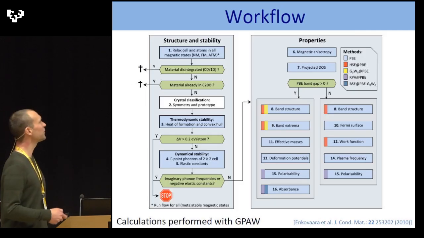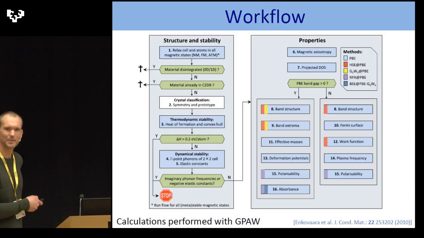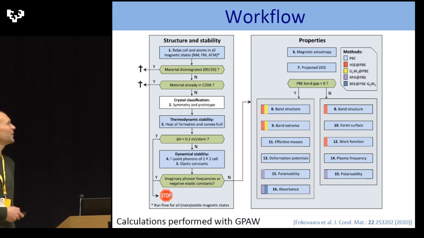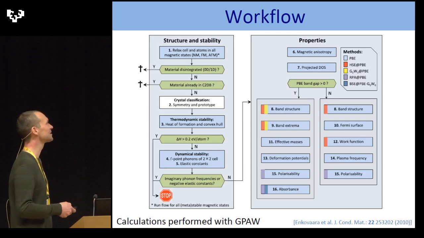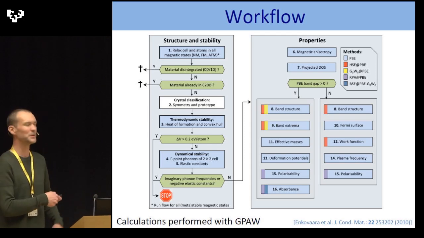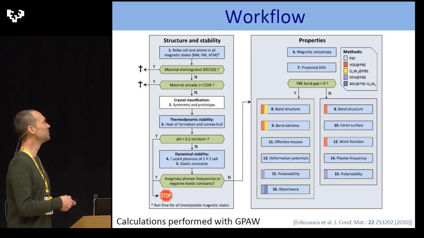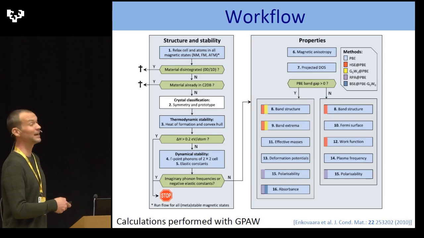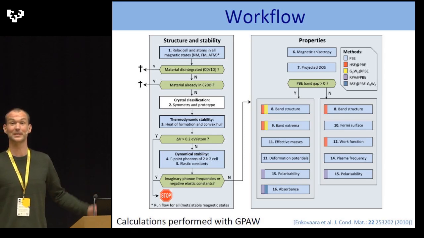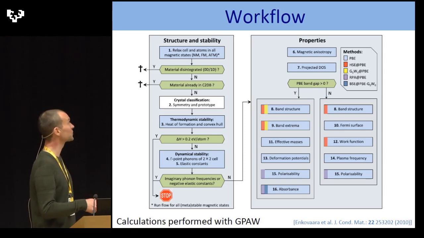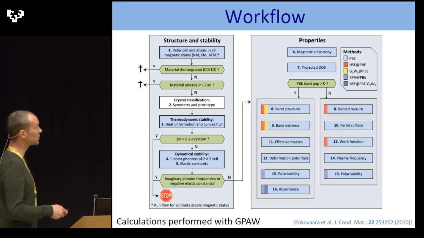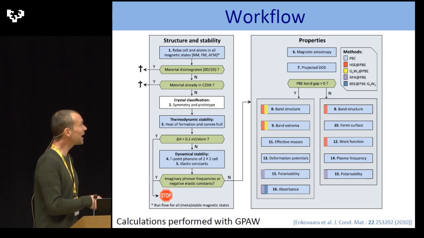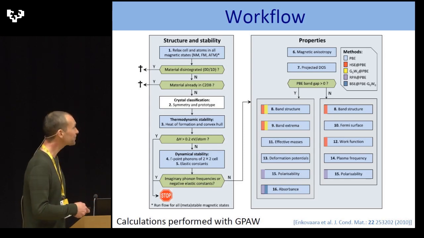Just a little bit on the workflow. Once we've set up a material by this combinatorial lattice decoration, we of course relax the cell and all the atoms. Sometimes it just disintegrates and we discard it. Sometimes we figure out, okay, it's already in there. We may start from a starting point that we didn't know would go to some other structure. Then we classify it by the symmetry and the prototype, and then we calculate the thermodynamic stability.